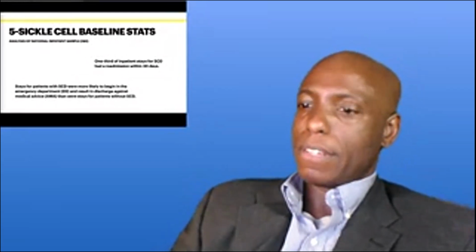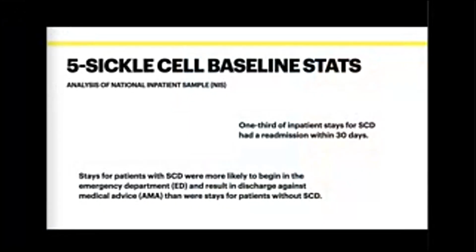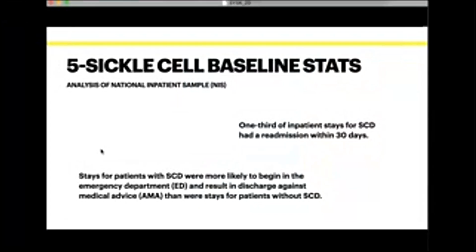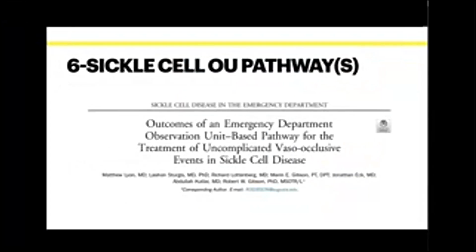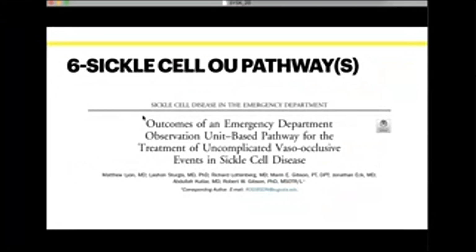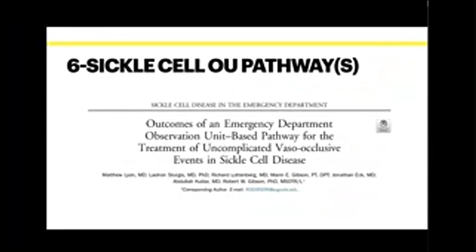So moving on. The second sickle cell paper was done just up the road here from folks in Augusta, and it's a little misleading. It says outcomes of an EDOU-based pathway for treatment of uncomplicated vaso-occlusive events. You would pick this up and say, this is what I want to do, if the outcomes are good. Really, this is better entitled Their 13-Year Journey to Improve the Care for These Patients.